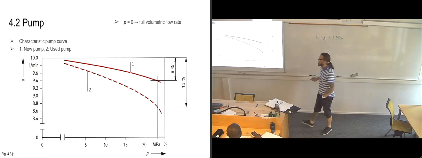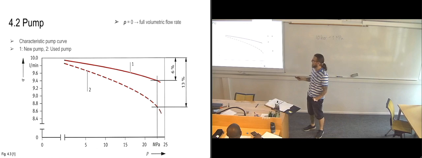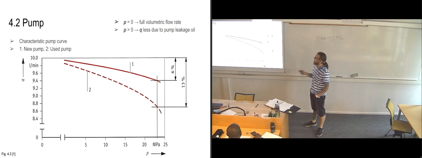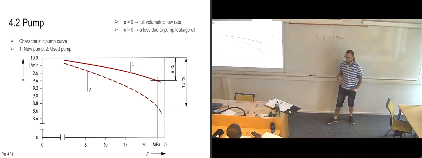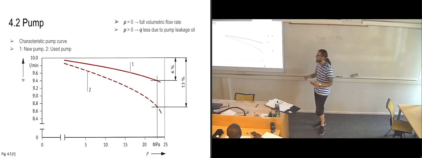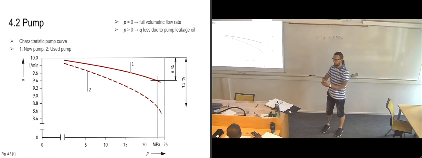So when the pressure here is at zero, we have full volumetric flow rate. So then we are all the way up at 10 on this pump. And as our pressure increases, the volumetric flow rate becomes less due to this leakage oil that we are getting. Because basically the more resistance we get in the system, which is basically how much pressure we have in the system, the more resistance it has, the more it needs to lubricate itself and the pump. So it sort of works naturally that way, that the leakage increases with pressure.